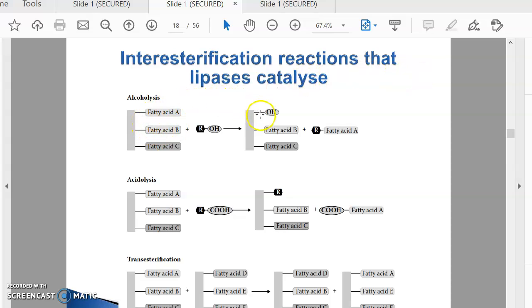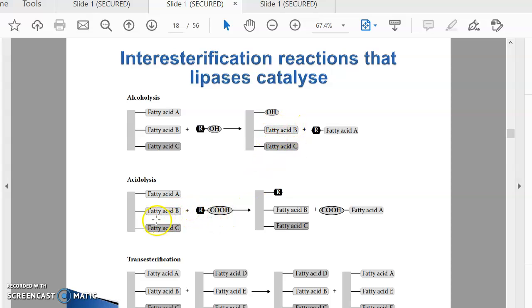As you can see here, the alcoholysis adds the alcohol, and what happens is one of the fatty acids is transferred here, while the OH group is transferred here. So instead of having three fatty acids, triacylglyceride, now it becomes diacylglyceride. This one is much healthier than this one because they will have less calories because they have less carbon.